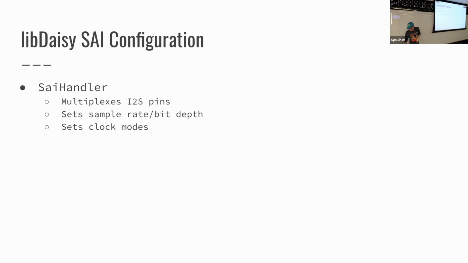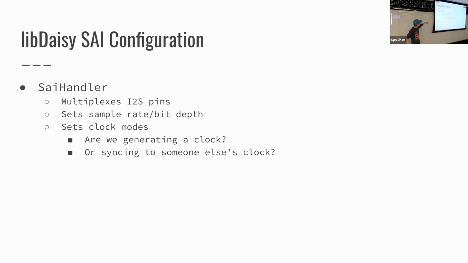So, talking a little bit about how the Daisy does it, it has this SAI handler that you see in the code. You've got to multiplex the digital audio pins either to go to that onboard audio codec or to some other location, and set some things like sample rate and bit depth. I mean, they matter, but it's not crucial.